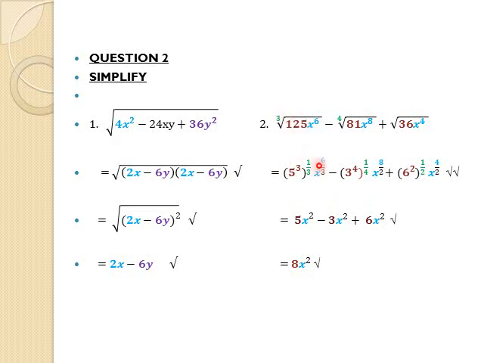The outside 3 simply becomes 1 over 3. For x, 6 divided by the 3. For 81, I can write it as 3 to the power 4, but the exponent inside is 1 over 4. For x, it simply becomes 8 divided by 4. Plus, for 36, 6 squared, inside 1 over 2. For x, 4 over 2.